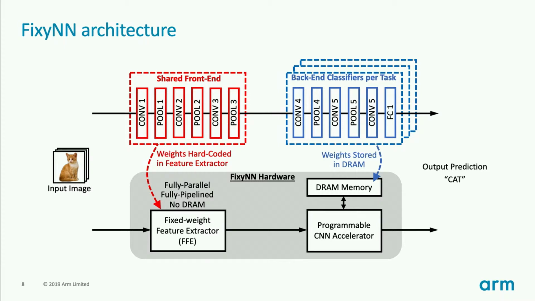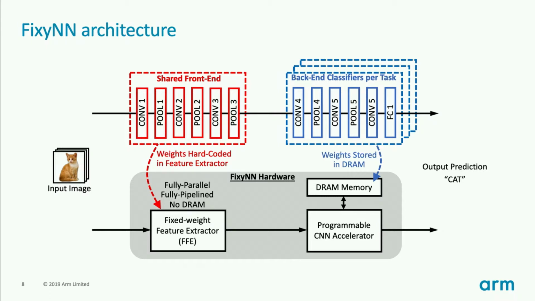So the FixyNN architecture is an attempt to literally encode that in hardware. This diagram shows the neural network on the top and the hardware on the bottom. We basically split the model into two parts. The front-end part is a set of layers where we fix the model architecture and the weights in hardware, so they're fixed and they don't change. The back-end part of the model is different for each task that we want to execute, and it can have a different architecture and arbitrary weights.